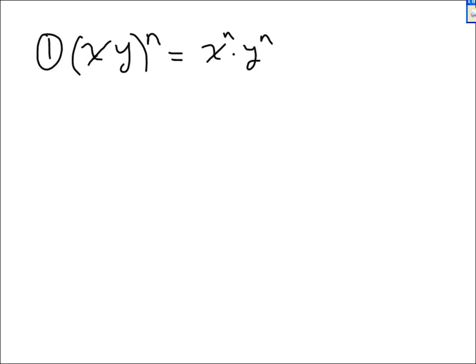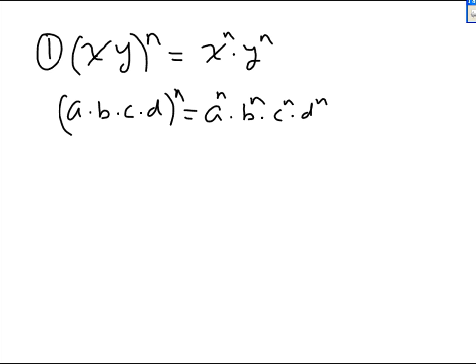To generalize, if you had many things, a times b times c times d, and you're raising it to the nth power, you take the individual bases, a, b, c, d, e, f, as many as you have, and you raise each of them to the nth power.